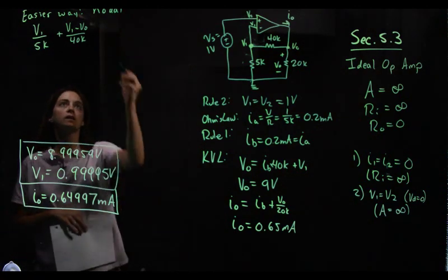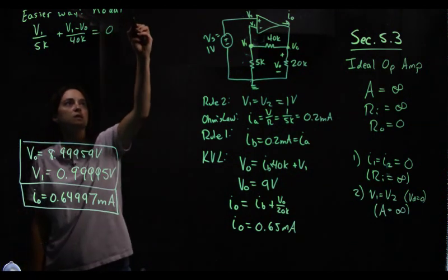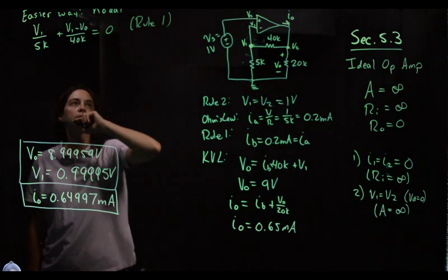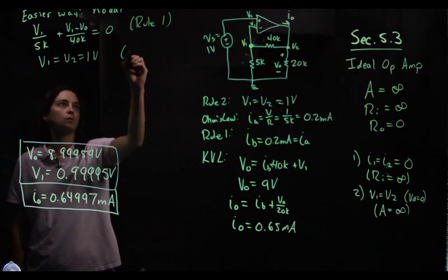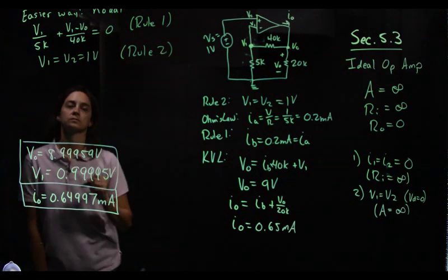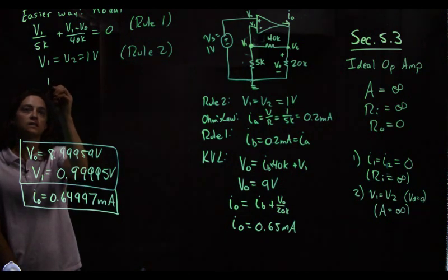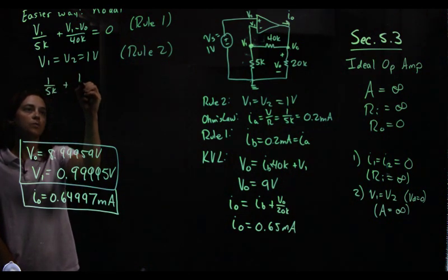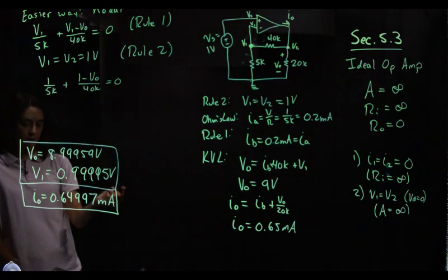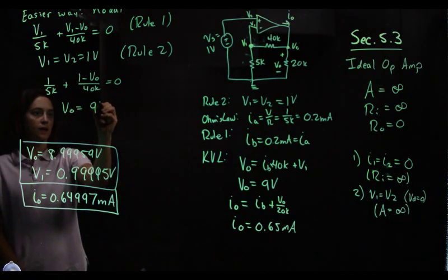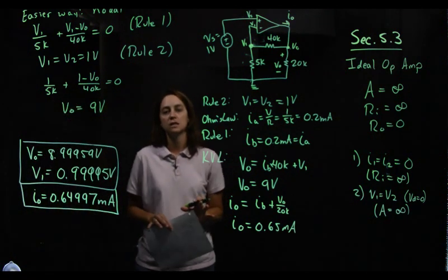Equals 0. Well, what's V1? So I did this because of rule 1. Well, because of rule 2, I know that V1 is equal to V2, which means they're both 1 volt. So now I have 1 up there for V1. So I have 1 over 5K plus 1 minus VO over 40K equals 0. And if I solve for VO, I get 9 volts. So using nodal for op-amp problems is by far the easiest way to do it.